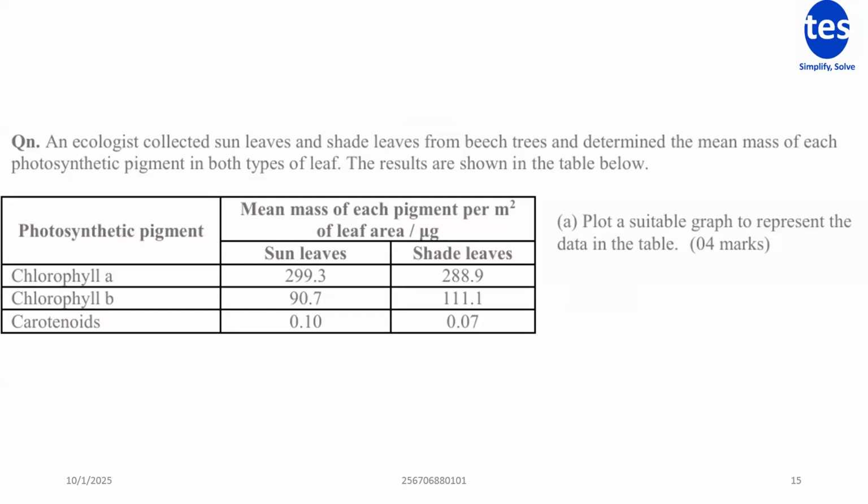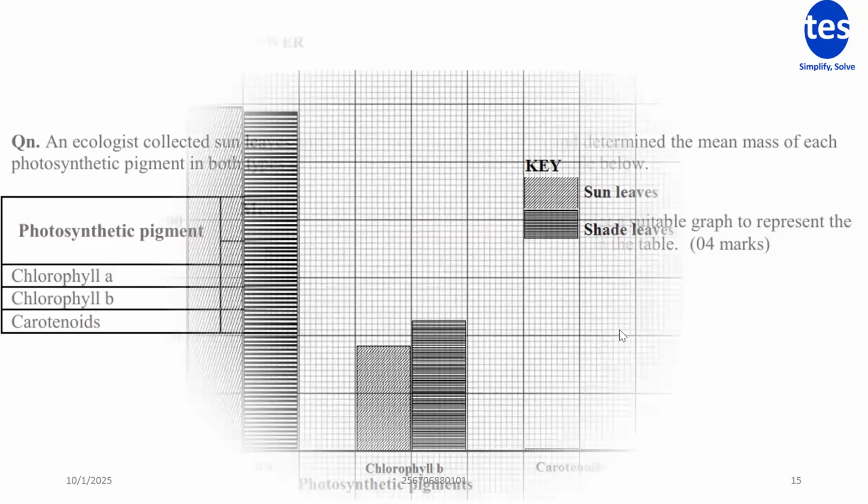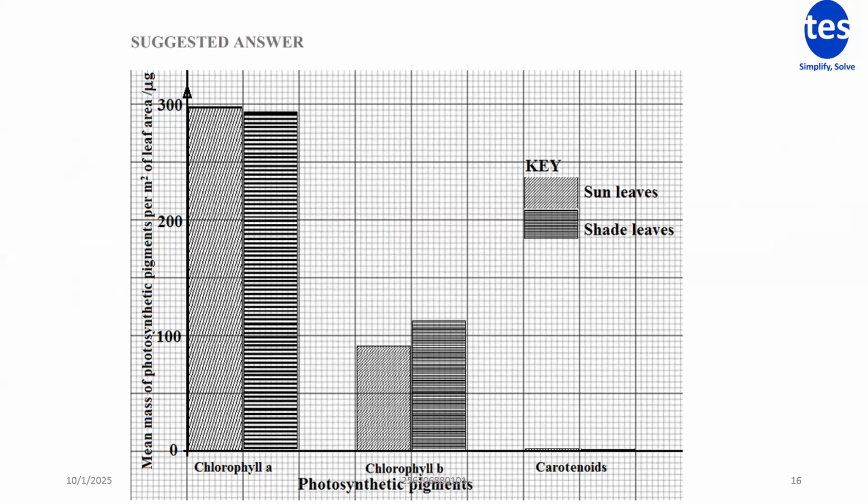These are continuous, meaning you can determine a scale for them. But chlorophyll A, chlorophyll B, these ones are qualitative. They are not continuous. So here, you should just simply put them the way they are. And the other side, plot a suitable graph to represent the data in the table. And you see the kind of graph here. That's the way we're supposed to represent it.